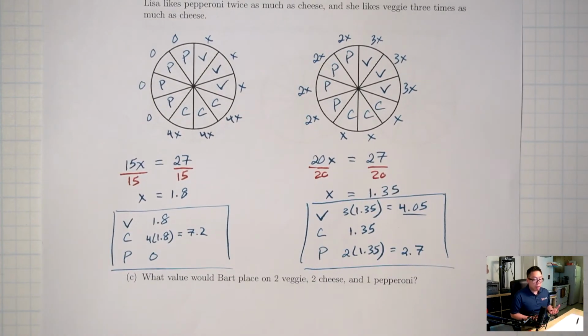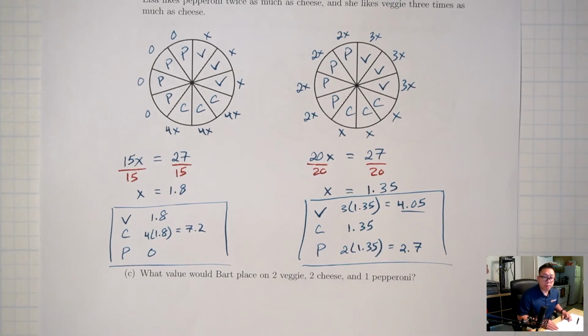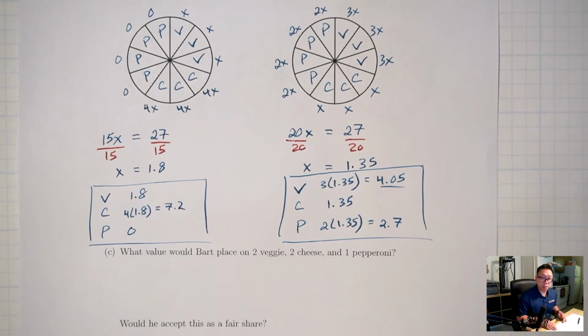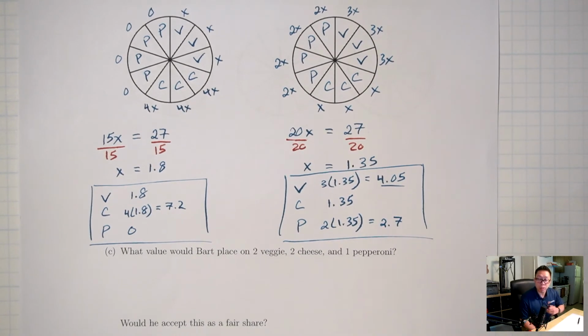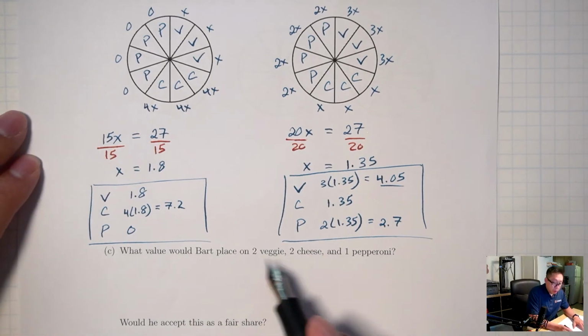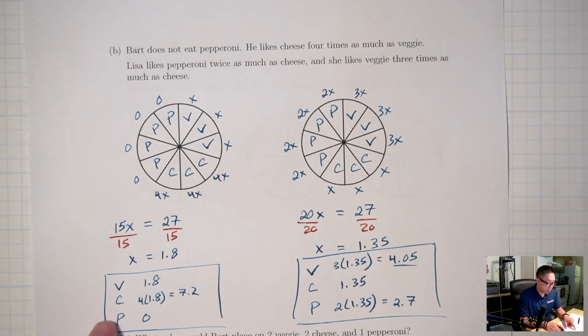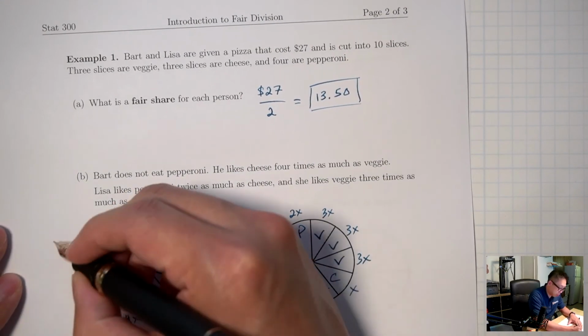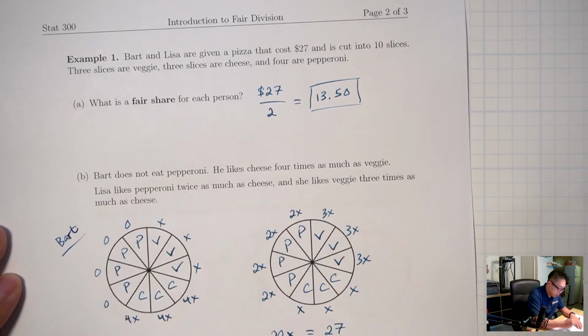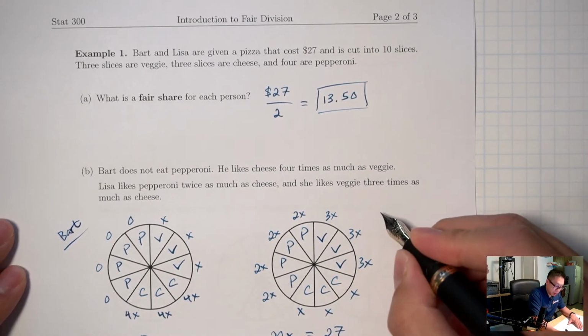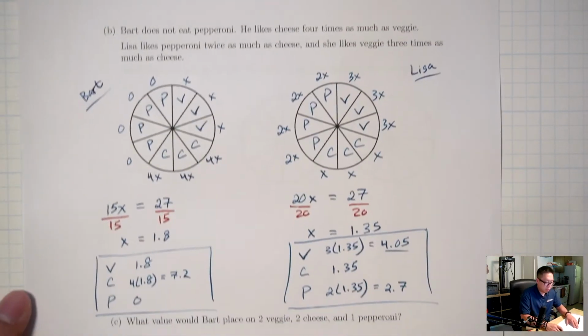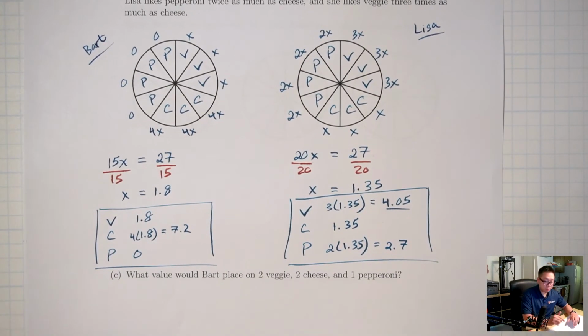All right, so now that we know how each person looks at the pizza, we can answer a question like part C. What value would Bart place on 2 veggies, 2 cheese, and 1 pepperoni? So if we gave him 2 veggie, 2 cheese, and 1 pepperoni, how would he look at that? What value would he place on that? So all we need to do is 2 veggies, right? So this first pizza was Bart's pizza. This was Bart. And the second pizza was Lisa's. Okay, so we'll use Bart's values.